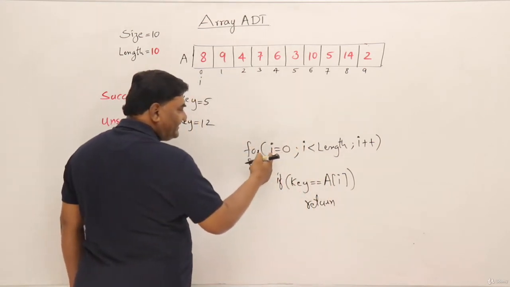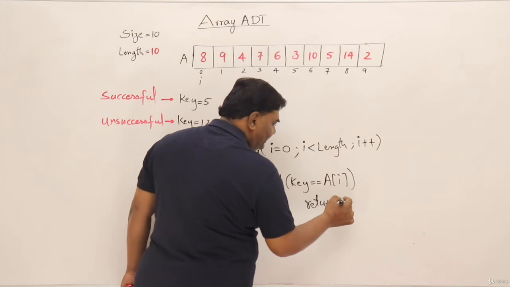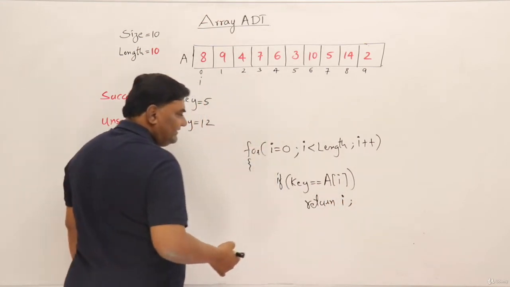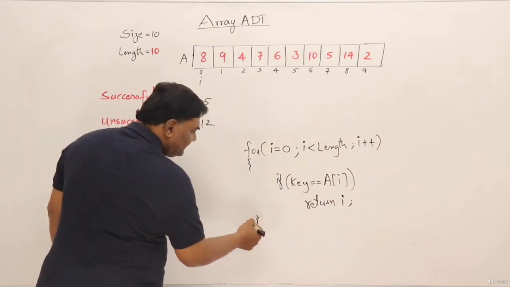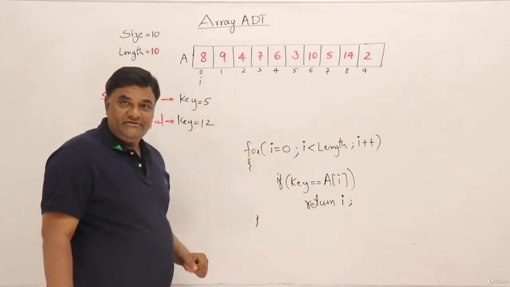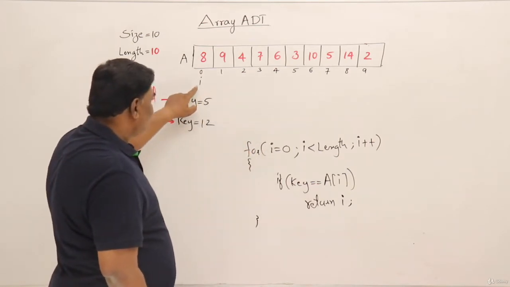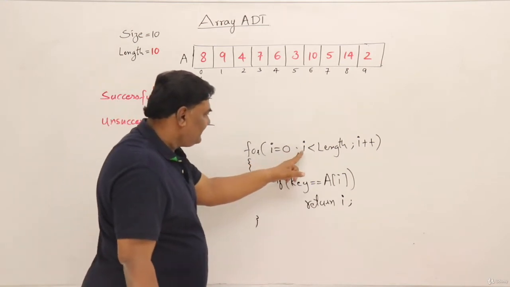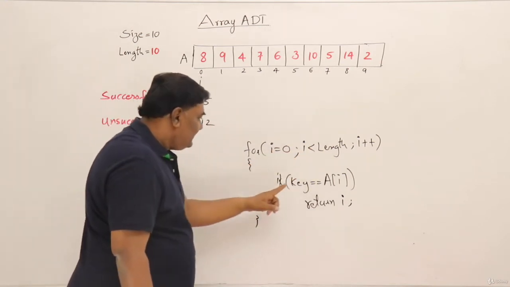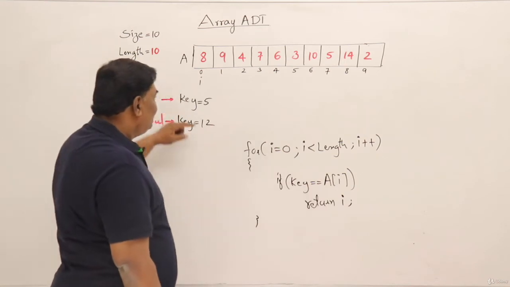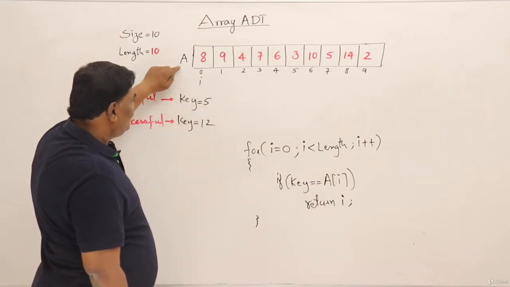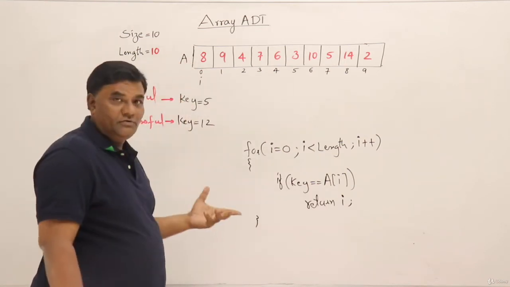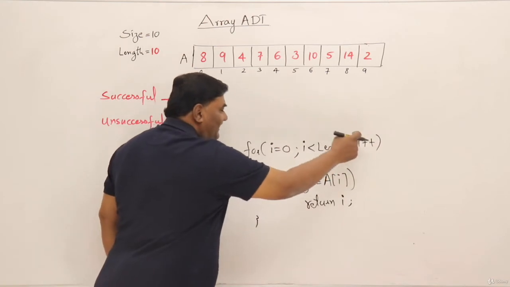So who is giving the index? i. Wherever i is present, that is the index. Return i. That's all. So let us see how it works. i is initially 0. Suppose the key value that I am looking for is 5. Then it will check i is less than length. Yes. Key 5, is it equal to A of 0? That is 8? No. So it will continue and say i plus plus.